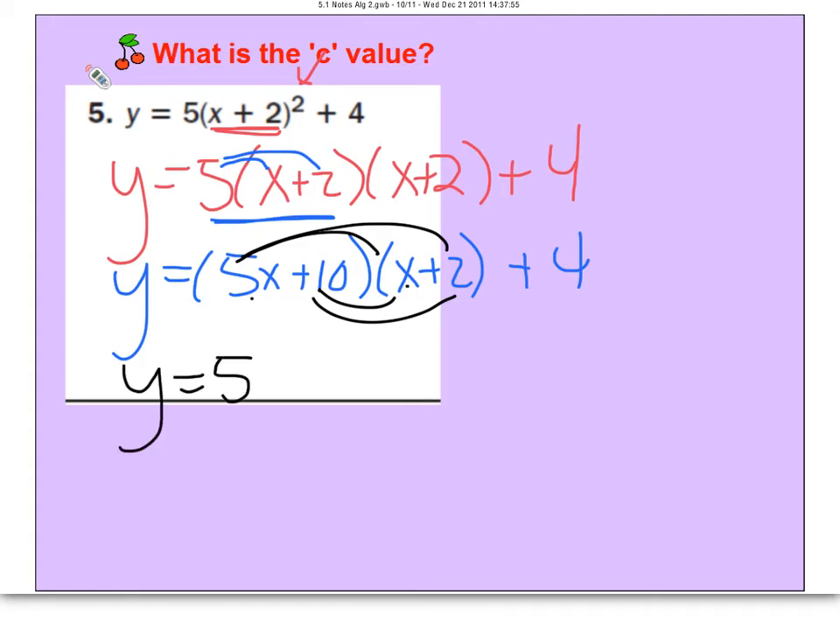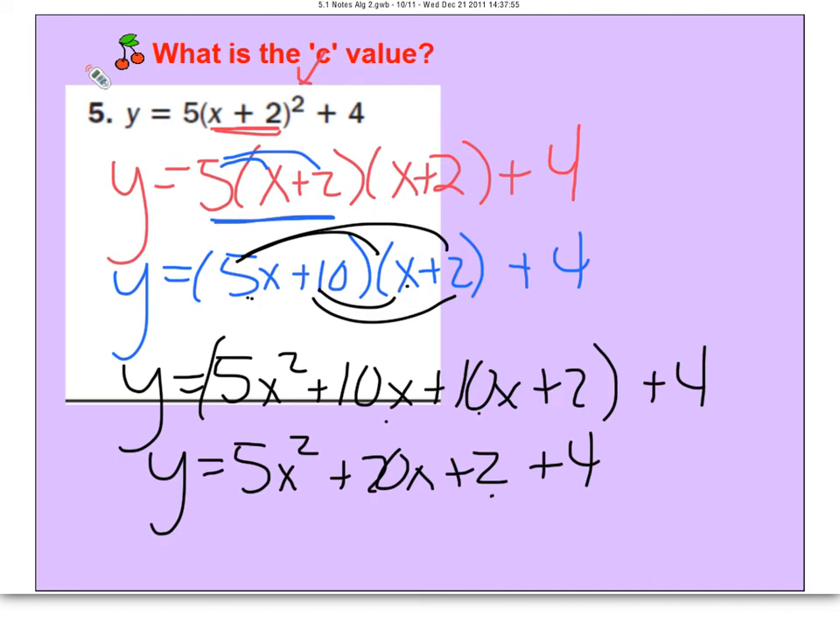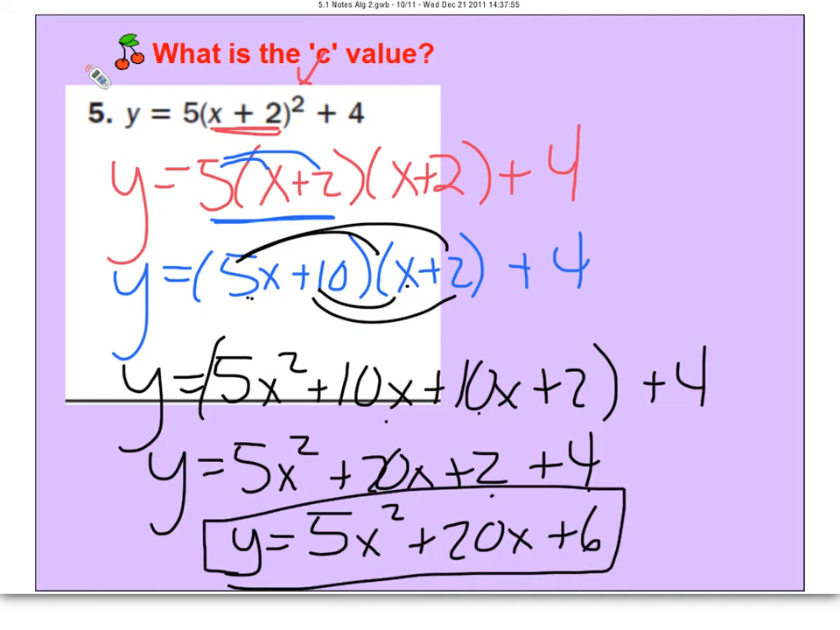5x times x is 5x squared. 5x times 2 is plus 10x. 10 times x is plus 10x. 10 times 2 is plus 20. Again, and then I have that plus 4 on the outside. I'm going to combine like terms, so I have 5x squared plus 20x plus 20. Again, don't forget the plus 4. I'm almost done. These two are like terms. They're constants. They're just numbers. So 5x squared plus 20x plus 24 is our final answer.